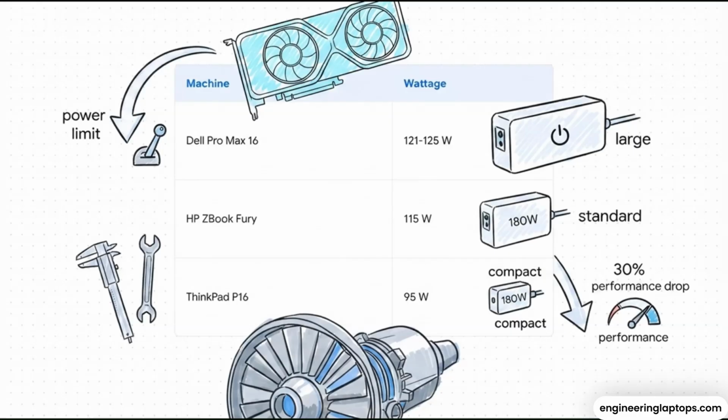All 3 of these machines can be ordered with the exact same NVIDIA RTX Pro 5000 Blackwell GPU. Same name, same line on your purchase order, but depending on the chassis and the power brick, they perform radically differently. The Dell settles in around 121 to 125 watts, the HP hits 115 watts, and the ThinkPad P16 drops all the way down to 95 watts because it ships with a much smaller 180-watt adapter. Guys, that is roughly a 30% performance spread on identical silicon.